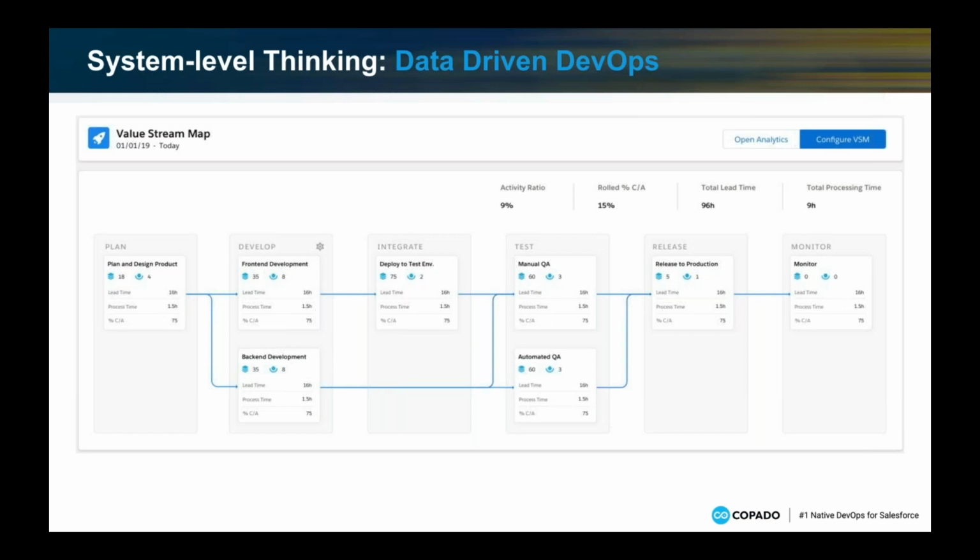And so what we have here is a screen from Copado that's referred to as a value stream map. So the idea of being able to visualize the different stages through which work, for example, user stories and development tasks, progress as they're being delivered to customers, and then capturing metrics on those. So you can do data-driven analysis, but if you're not looking at it in terms of the whole system, you're likely to be optimizing the wrong things. And that's a key conclusion within the DevOps movement.